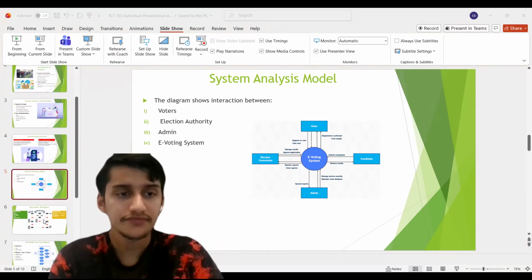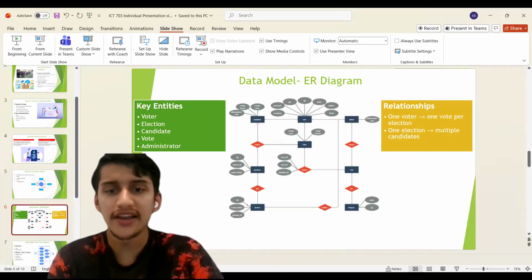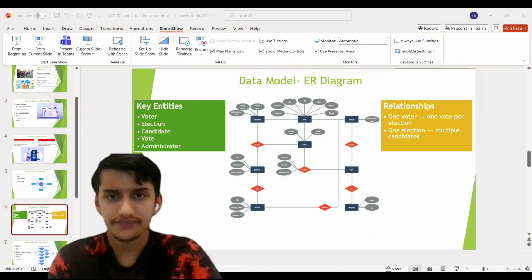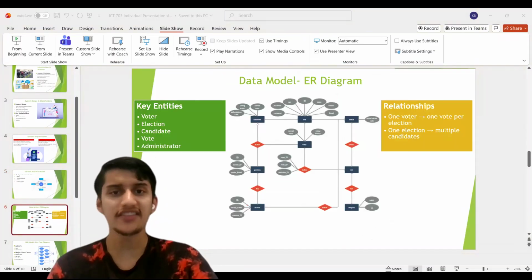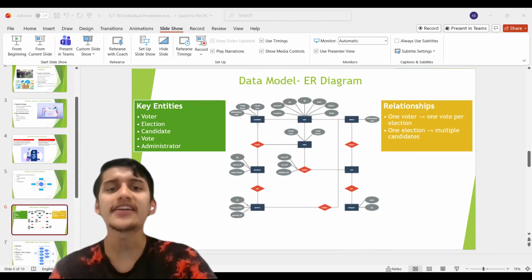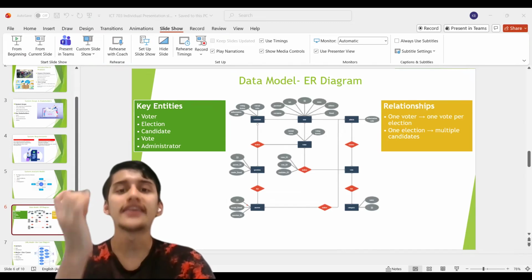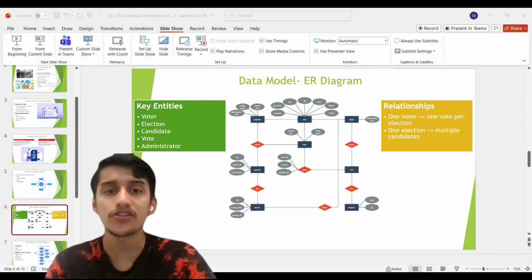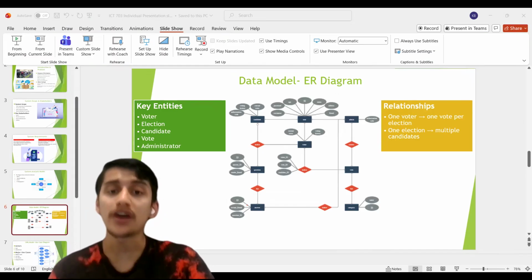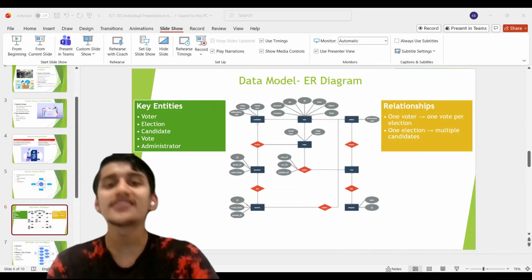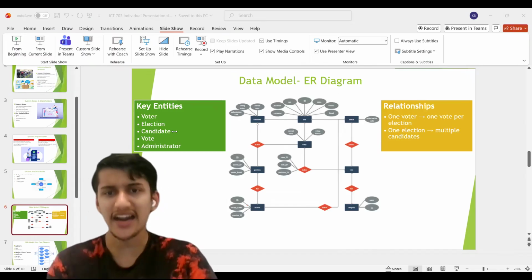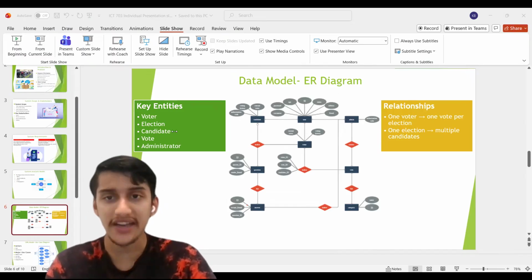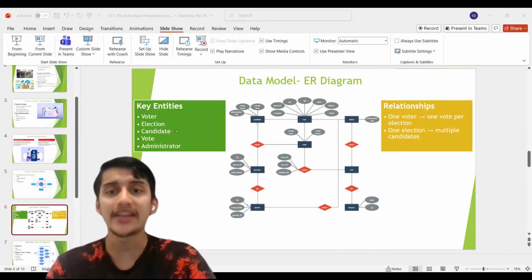Here, the next slide shows the ER diagram. The ER diagram represents the system's data structures. Key entities include voter, election, candidate, and vote, with relationships designed to ensure one vote per voter per election. This data model is critical for maintaining data integrity, preventing duplicate voting, and ensuring accurate election results.